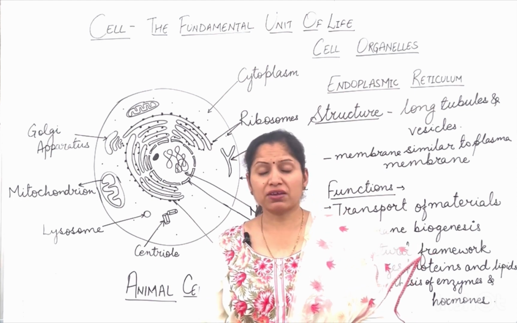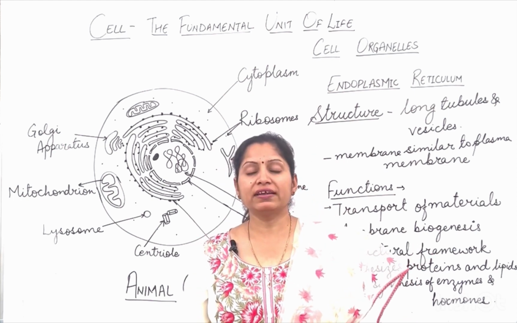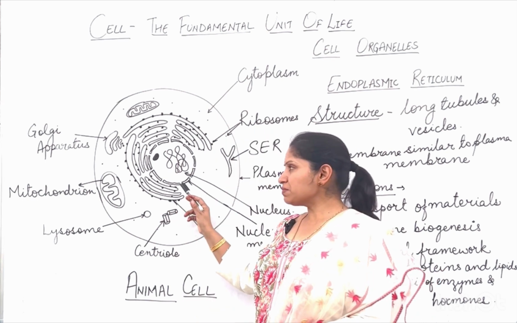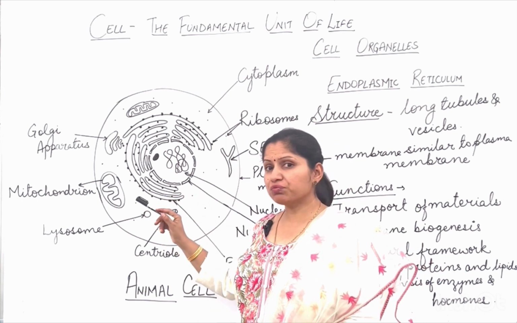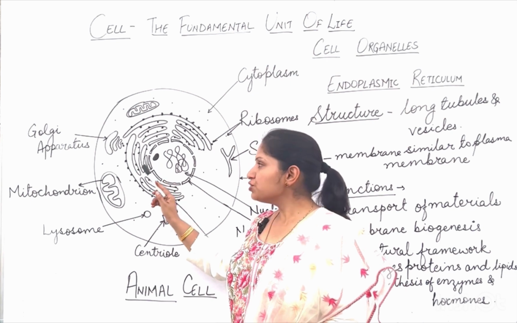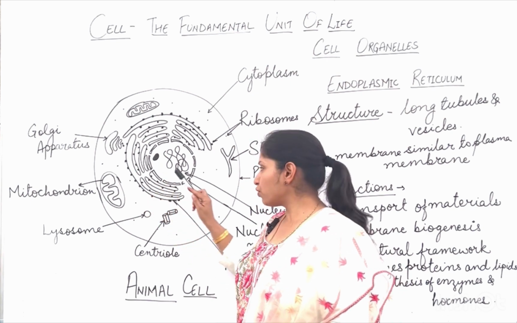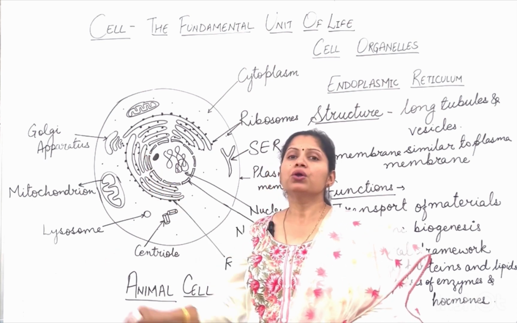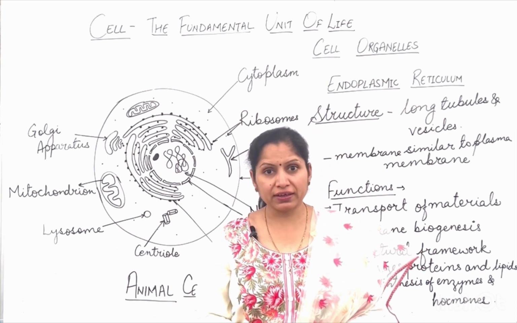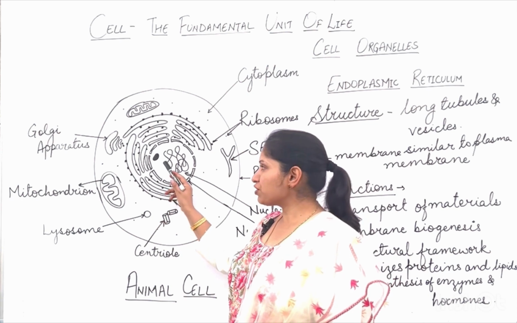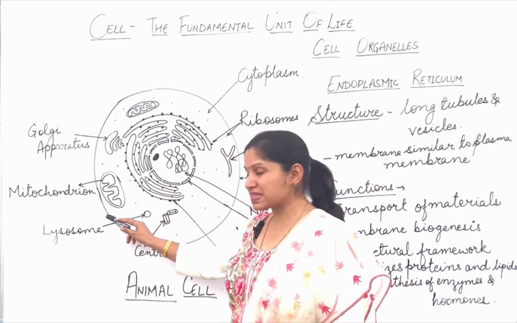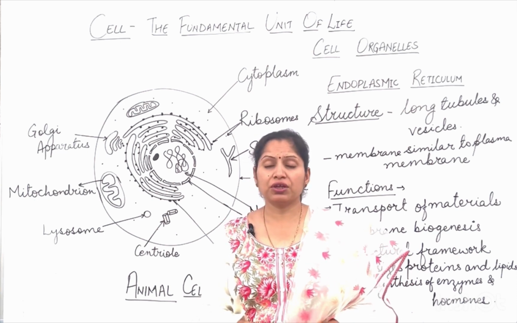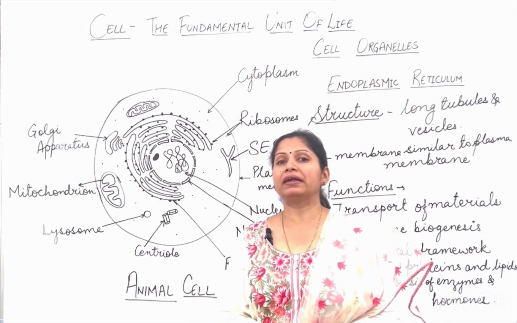This endoplasmic reticulum is very important in a cell because it helps in transportation. Endoplasmic reticulum helps in transportation of material from nucleus to cytoplasm, from one part of the cytoplasm to another part of the cytoplasm when things have to be transported. Apart from that, when things have to be transferred from the nucleus up to the plasma membrane, then also this endoplasmic reticulum is going to help in the transport of material.